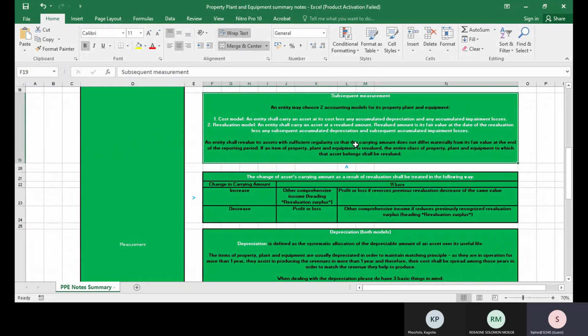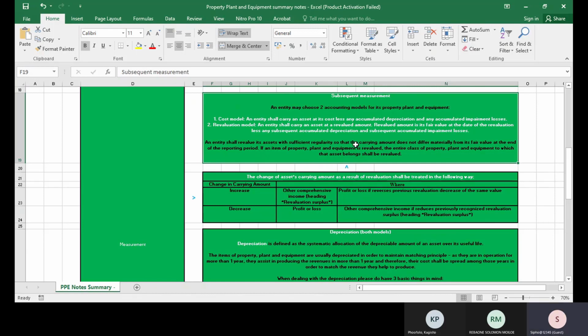Subsequent measurement. They are saying an entity may choose two accounting models for its property, plant, and equipment. The first is the cost model. An entity shall carry an asset at its cost less any accumulated depreciation and any accumulated impairment losses. So with the cost model, you have a cost, and every year you depreciate the asset, and the depreciation accumulates. So when you take the cost minus the accumulated depreciation, you get what is called a carrying amount. You see? So this is the cost model that you'll be following.